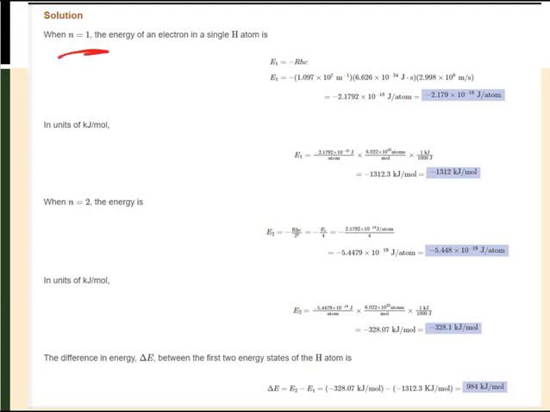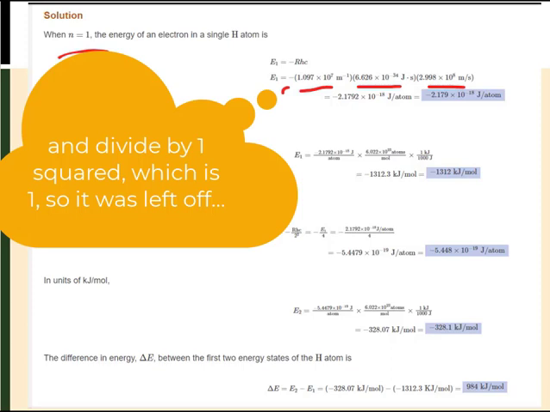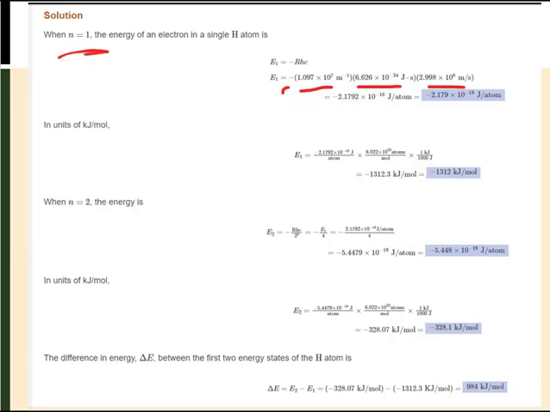So let's look at when n is 1. Again, we're going to use negative RHC. Here's our negative R, we've got h, we've got c, and we just need to multiply these 3 together, and we get negative 2.179 times 10 to the negative 18th joules per atom. Now, to turn that into kilojoules per mole, we took our joules per atom answer. I have to have atoms on top, and we know that there's 6.022 times 10 to the 23rd atoms in 1 mole. And then to get rid of joules, I had to have joules on the bottom: 1,000 joules in 1 kilojoule. So I would get negative 1,312 kilojoules per mole.